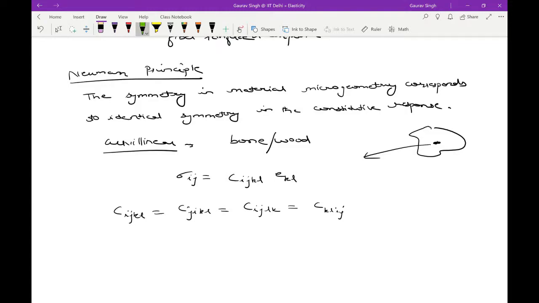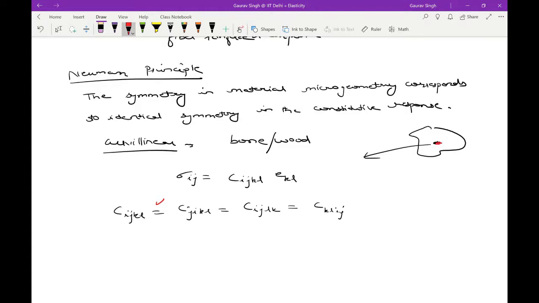Okay, so this, if you remember, was because of the symmetry of the stress tensor. The stress was symmetric because the moments were being balanced, and that was happening because there was no angular acceleration of the point which we are concerned with, this point.